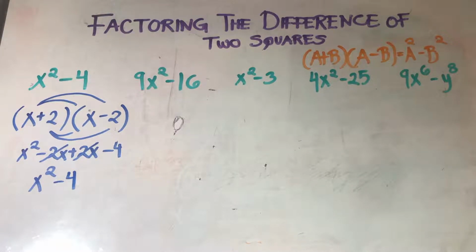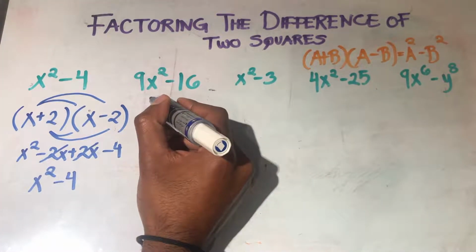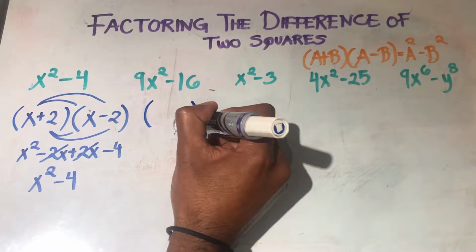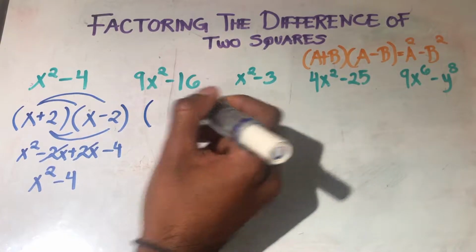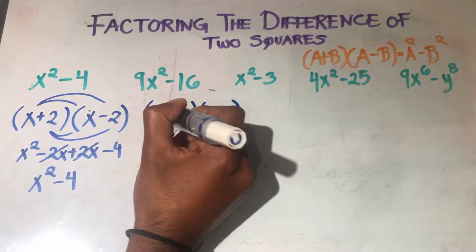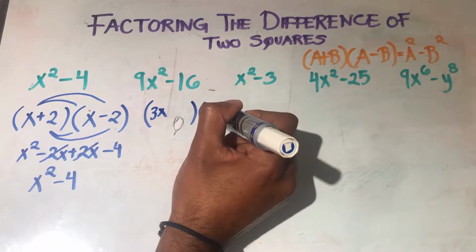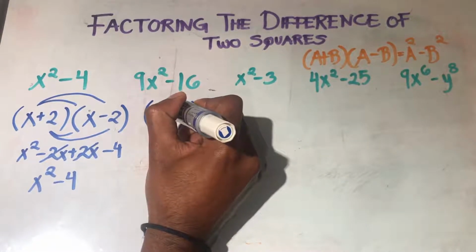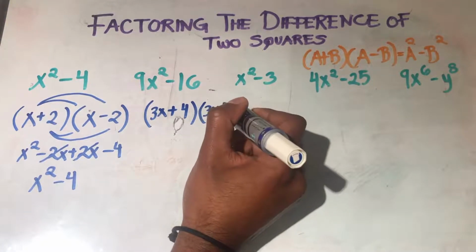In our next problem, we have 9x squared minus 16. Now you have to find the square roots of two terms that are perfect squares. The square roots of 9x squared and 16 are 3x and 4. So we can go ahead and set up our parentheses here. We have 3x here and 3x here. And we have 4 here and 4 there. And then one has to be positive and one has to be negative.